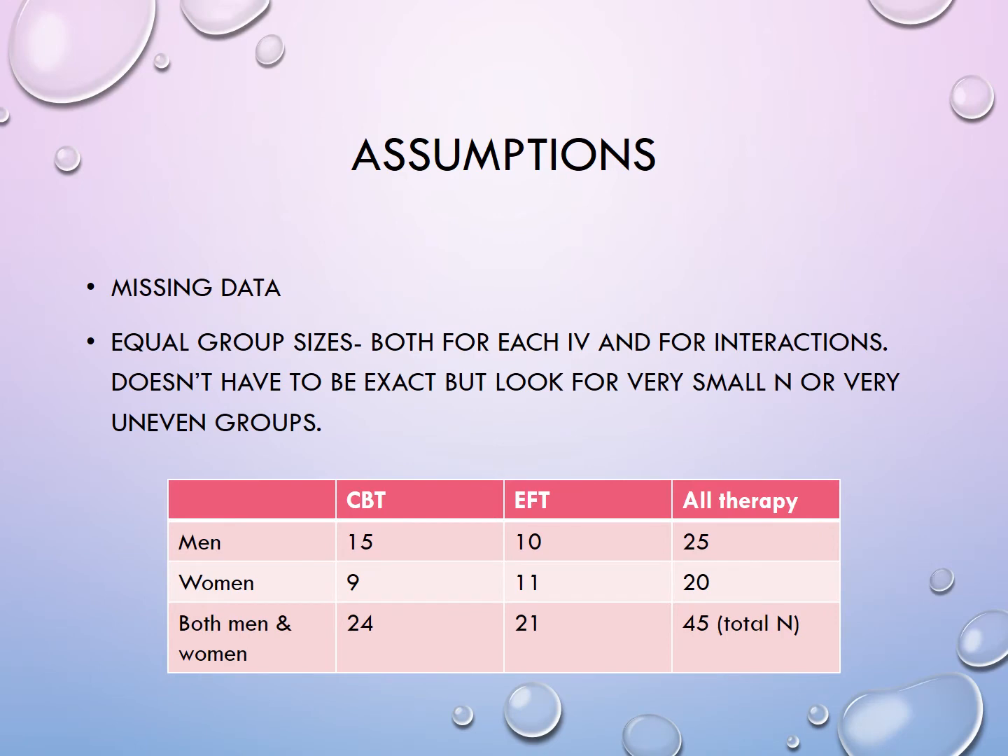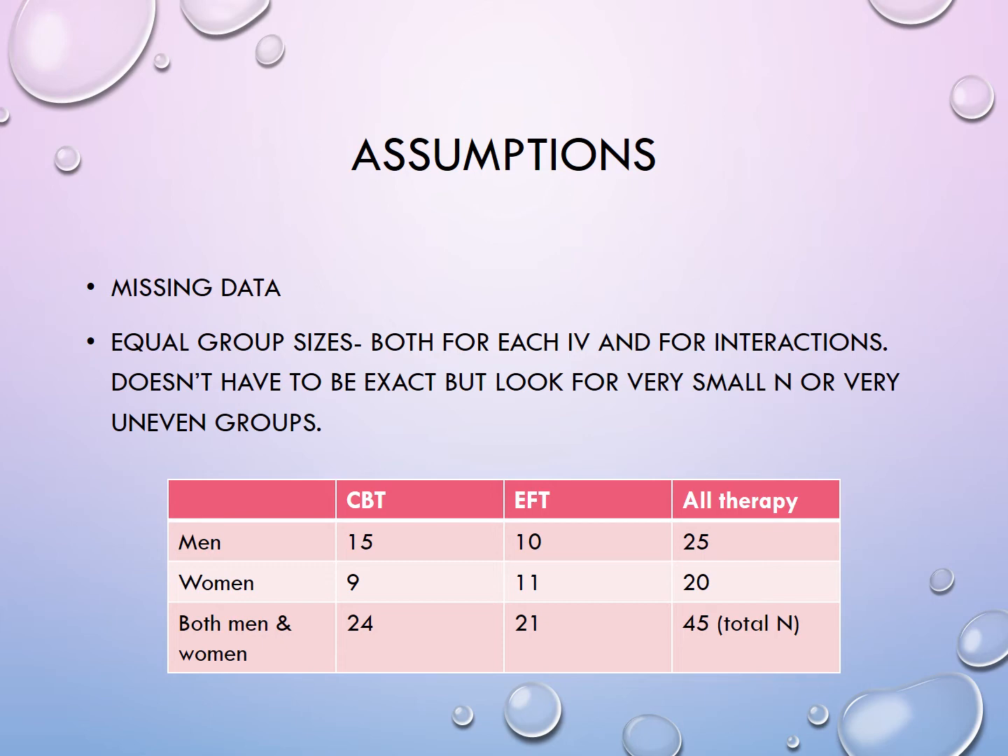So the first thing you want to look at in assumptions is, of course, missing data. Any data set you have, you always want to go in and look at missing data, see if there's anything that can be estimated, or maybe replace a missing question here and there with the case-wise mean. Second, you'll want to look at equal group sizes.